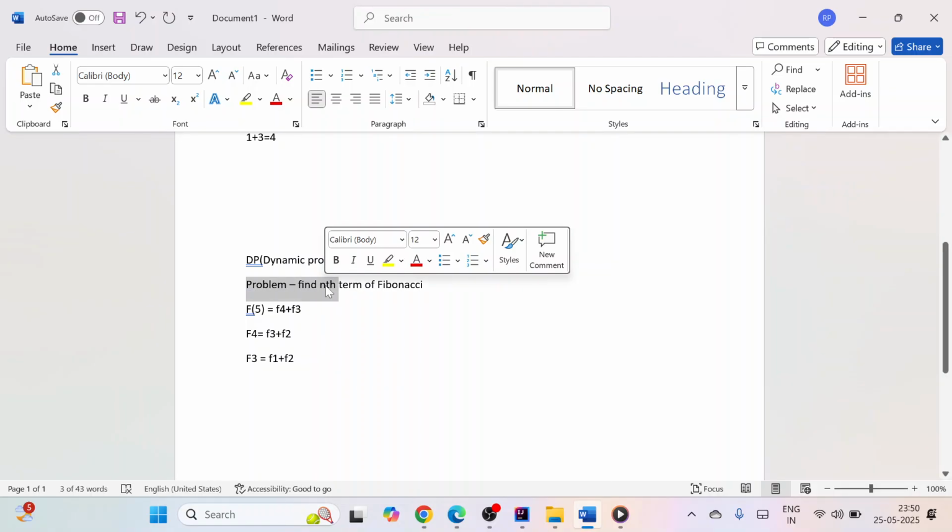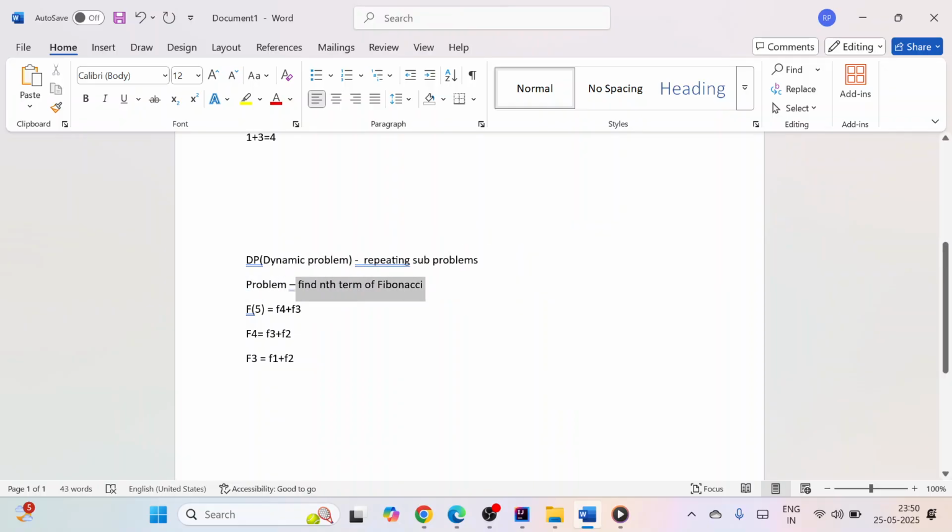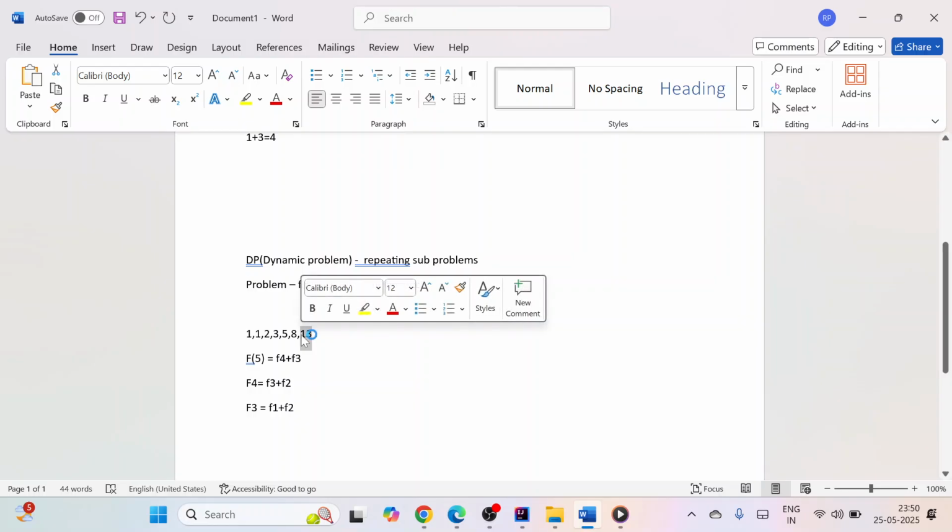Suppose you have a problem: find the nth term of the Fibonacci series. How will you find the nth term? If you have to find the fifth term, you add the results for the fourth and third terms. The Fibonacci series is 1, 1, 2, where we add the previous two numbers. Then the next term is 3, then 5, then 8 and 13. Suppose I want this term: second, third, fourth, fifth, sixth, seventh term.